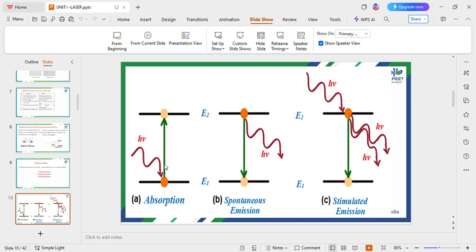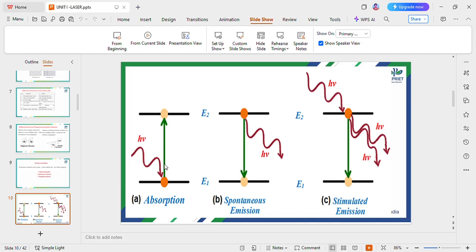Another process is spontaneous emission. The atom in the excited state E2 will come to the ground state E1 spontaneously by emitting one photon of energy h nu. This is known as spontaneous emission. Whereas the atom in the excited state E2 will come to the ground state E1 with the emission of two photons by inducement. By absorbing a photon of energy h nu, it comes to the ground state E1. That is called stimulated emission. During stimulated emission, two photons are emitted, whereas in spontaneous emission, only one photon is emitted.